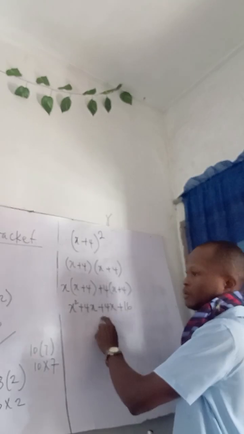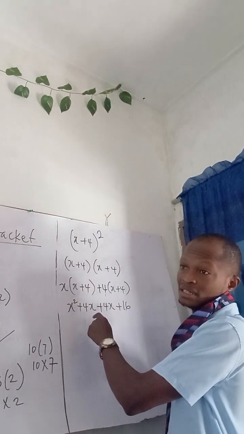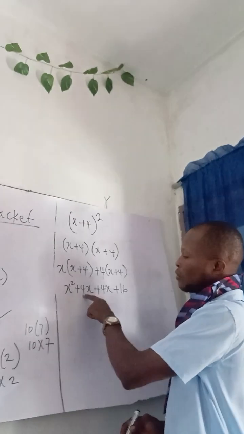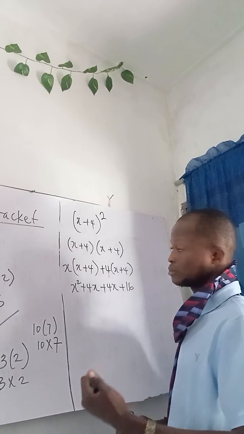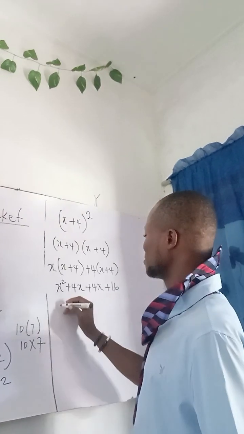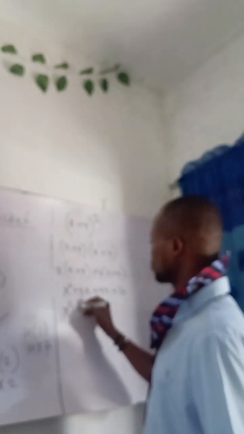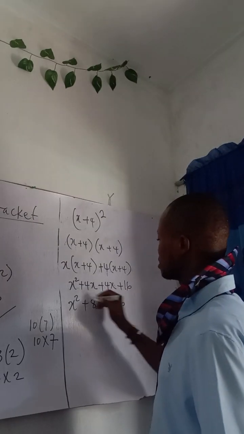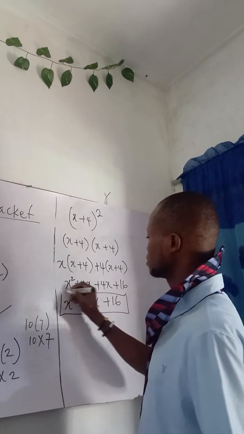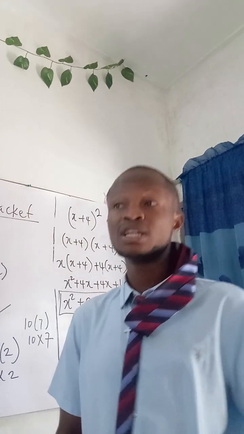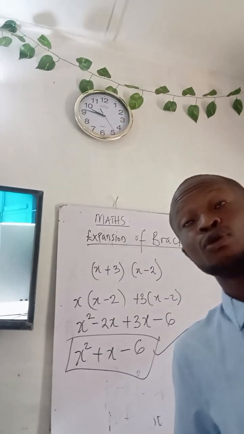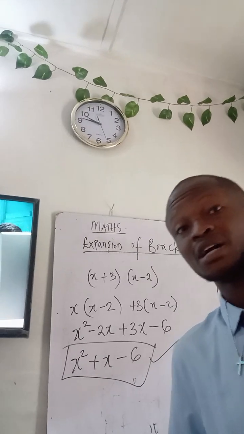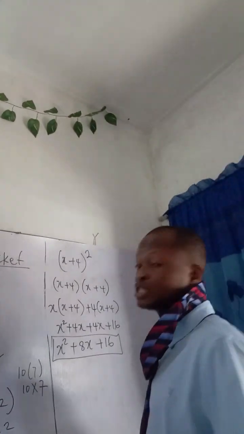Alright? So this place now, I have to evaluate because they're the same thing. It's like say 4 apples plus 4 apples. That is 8 apples. So we have x squared here, plus 4x plus 4x will give me 8x, plus 16. This is the expansion for this. But these ones are for students that are in primary 3. Now, see the shortcuts here.